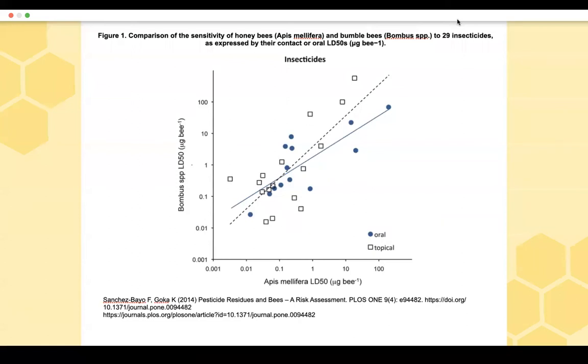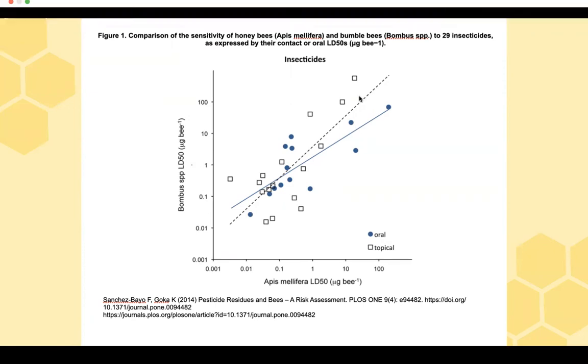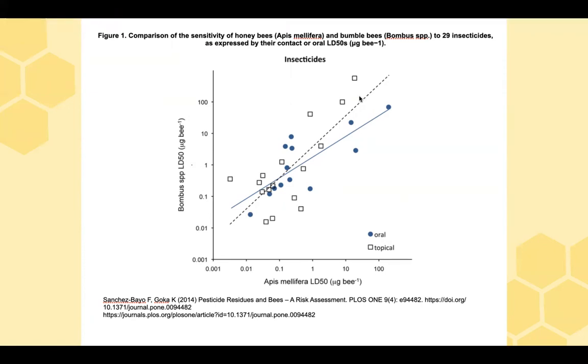In this chart, we have a comparison of the sensitivity of honeybees and bumblebees. On the y-axis, we have bumblebees, and on the x-axis, we have honeybees, Apis mellifera. So it shows the percentage of insecticides of the lethal median dose of oral exposure and topical exposure. We see that there is a positive trend in the oral and the topical exposures in both bumblebees and honeybees.